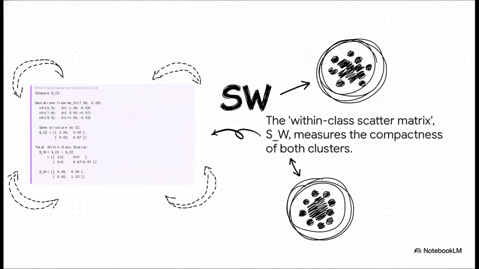Now this is where it gets interesting. To handle two dimensions, we need a little more firepower. We calculate something called the within-class scatter matrix, or S sub W. I know it might sound complicated, but all it really is is a mathematical description of the size and orientation of our data clouds. It captures the spread of both classes, and this is the thing that represents our goal of making the groups as compact as possible.